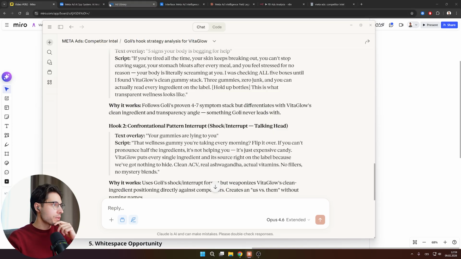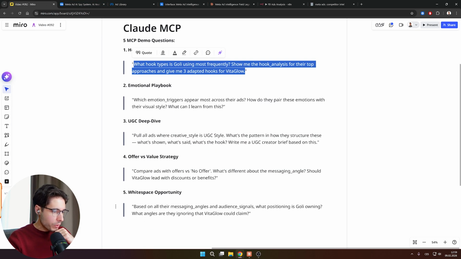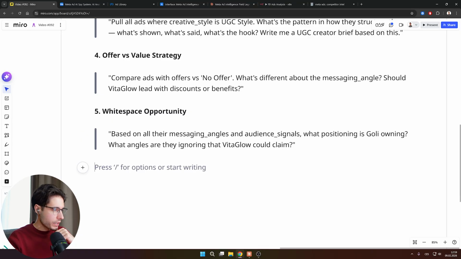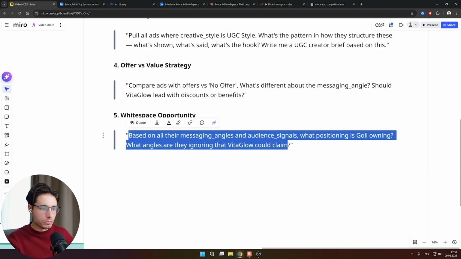But that's not it, right? We have a few more. So we have emotional triggers, white space opportunity. I think this one would be good, right? Based on all of their messaging angles and audience signals, what positioning is Goli owning and what angles are they ignoring that we could claim, right? So we can ask these open-ended questions that might not be apparent from the data set. So let's ask AI and see what it tells us.